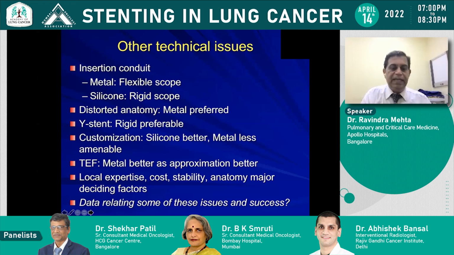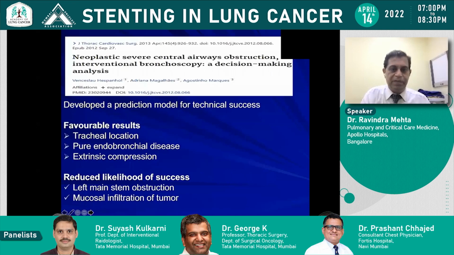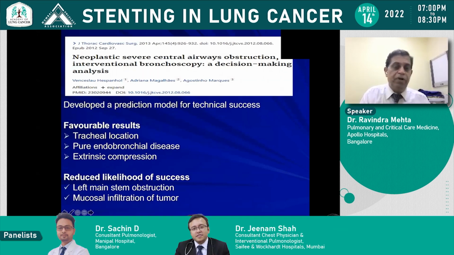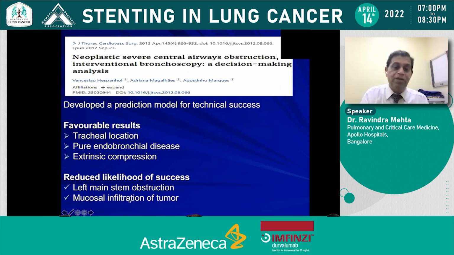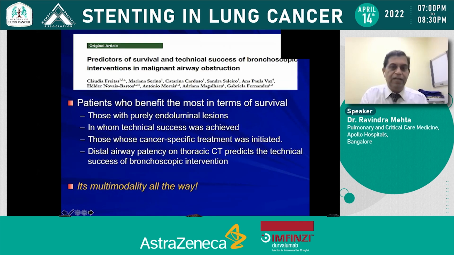But let us see what data is there when we go through these theoretical principles. In this interesting paper which came out a while ago, they looked at the decision making points over here. They developed a prediction model. Favorable results are there with tracheal location, endobronchial disease, and extrinsic compression. And there's a reduced likelihood of success if there's a left main obstruction or mucosal infiltration. All these rules get broken in some of the cases we showed you, but data showed us these particular aspects. So by and large, in a novice and beginning situation, this is how you would like to select.